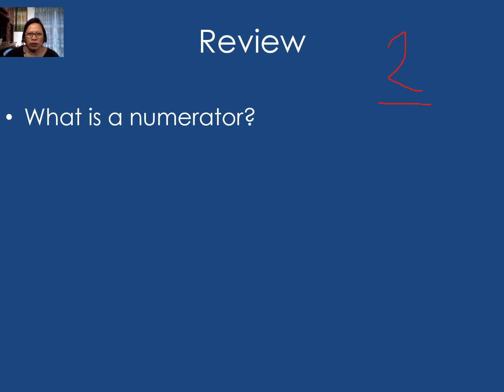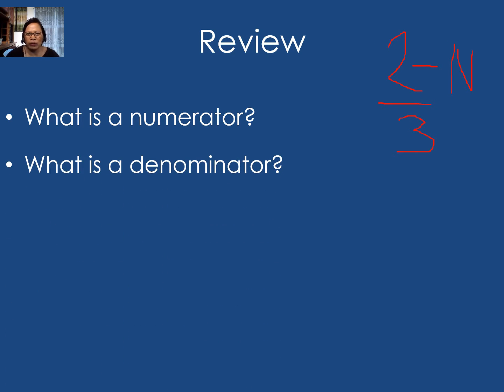Okay, let's have a review. What is a numerator? Numerator can be found at the top of the fraction form. So for example, 2/3. So where is the numerator here? The numerator here is at the top, so the number 2. Next, what is a denominator? The denominator can be found below in the fraction form.